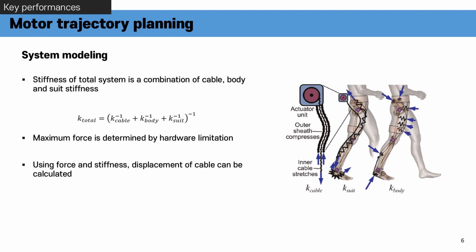Even though neurological disorder patients have symptoms of high stiffness when they do dorsiflexion motion, the 150 Newton of maximum force is enough. As we know the desired force and stiffness, the length of displacement can be calculated. Based on the displacement, the rotation angle is also determined.